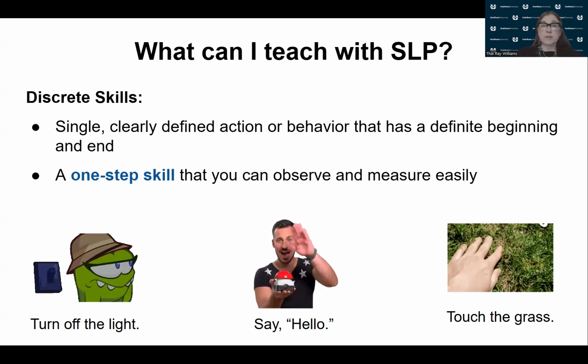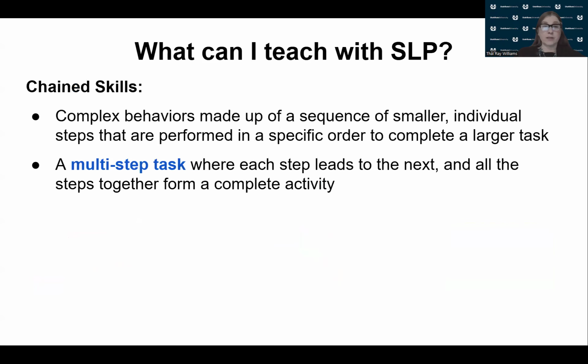So a system of least prompts has been successful in teaching discrete skills. Here's the other cool thing. It's also been successful when teaching chain skills. And as a reminder, a chain skill is a more complex skill that is made up of individual steps that, when the student performs them correctly in sequence, then they have completed whatever that larger task is. So we think of these as a multi-step task where each of those steps leads to the next. And then when they're all completed together, the whole task has been completed.